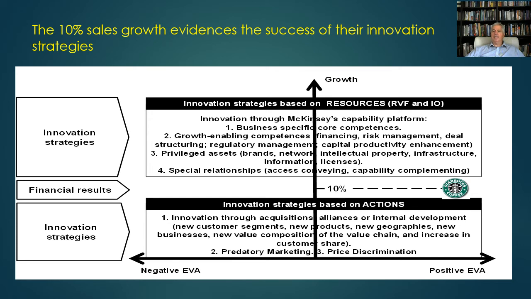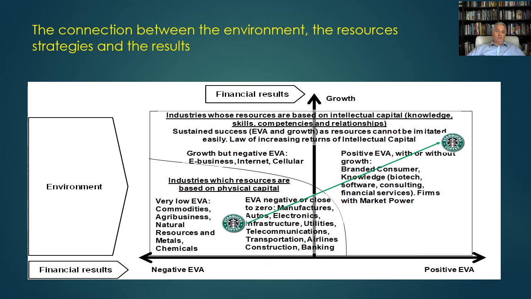This graph is again a critical thinking map connecting the environment. In this case, it's not graphed. I will graph it in the next slide, with the strategies and with the results. So what about the environment? Okay, this is the environment that I didn't show in the previous graph. I need like 3 dimensions, if you want.